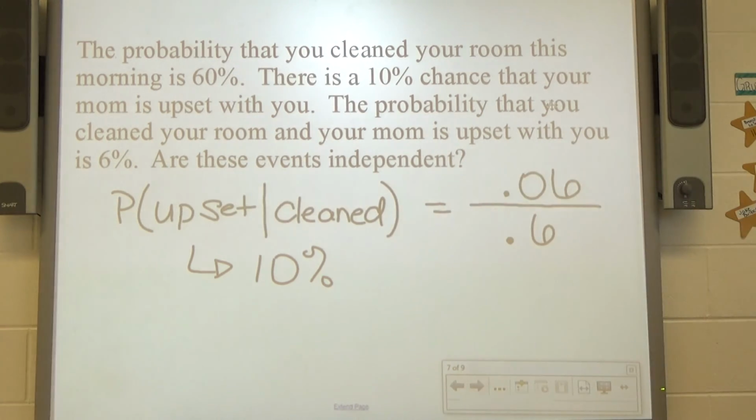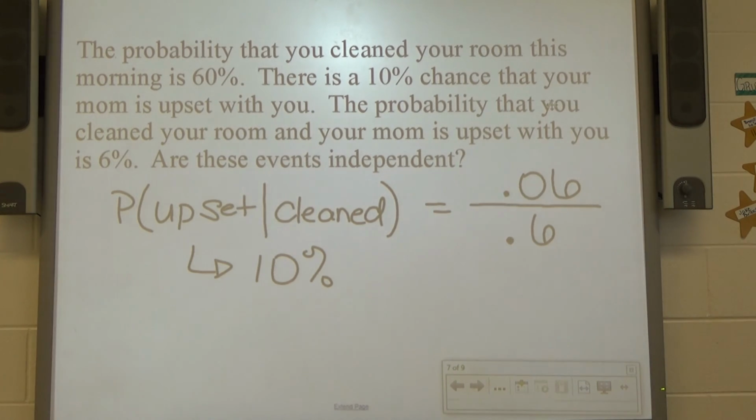Other than that, we'll do some example problems together in class. If you have any questions about conditional probability, please make a note in the side of your notebook margin. Ask me during class, and we'll make sure that those questions all get answered.